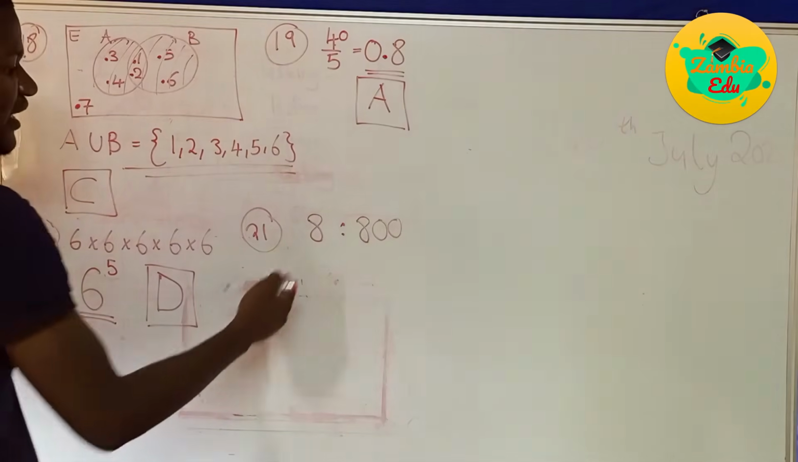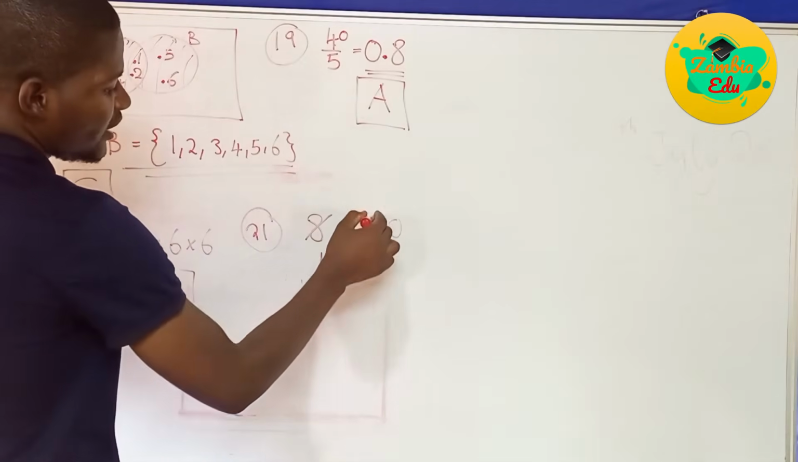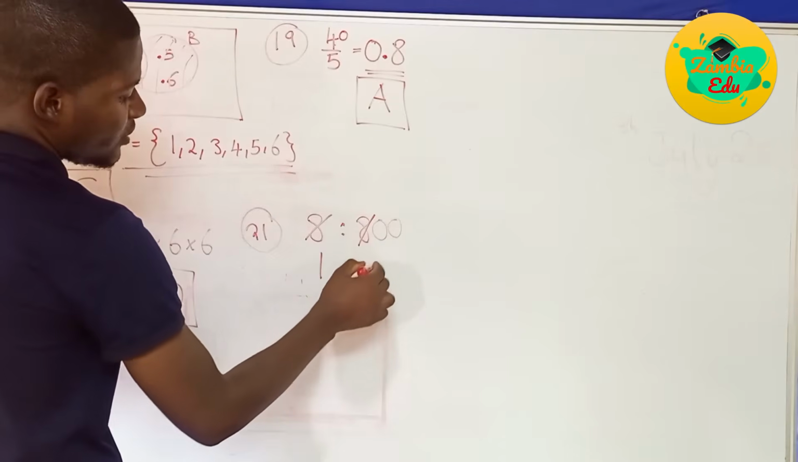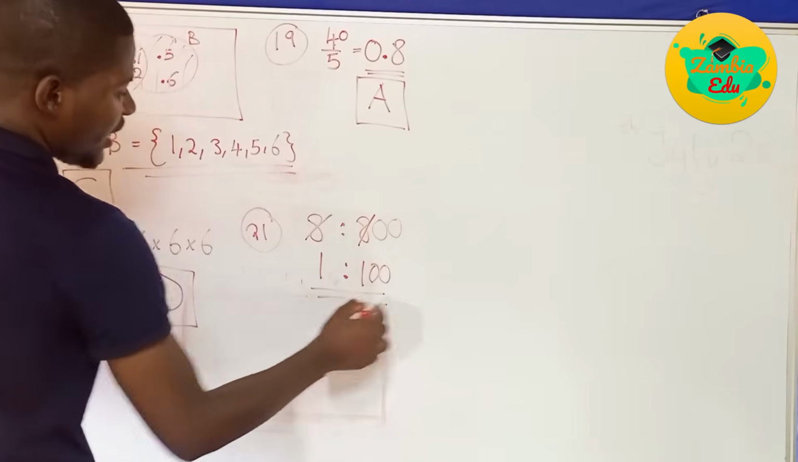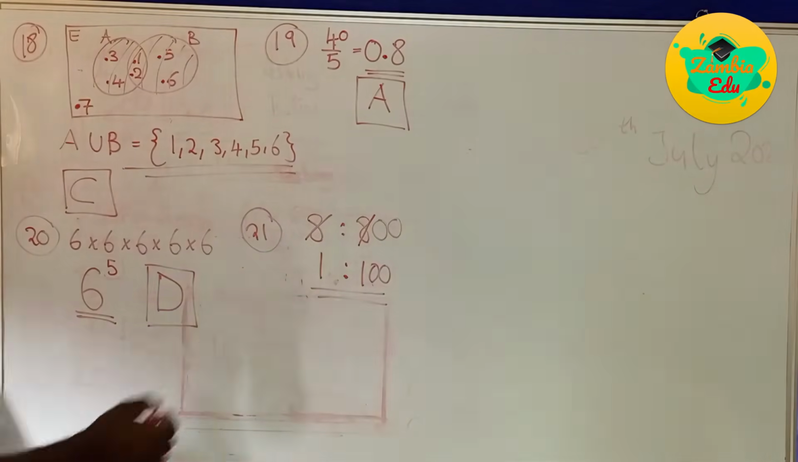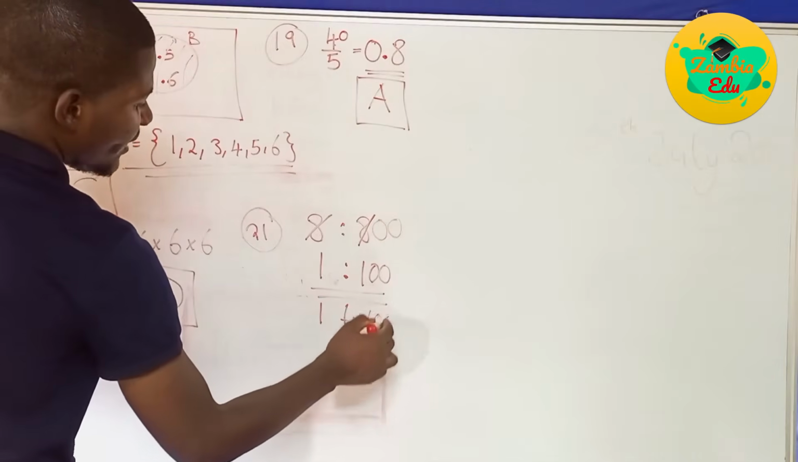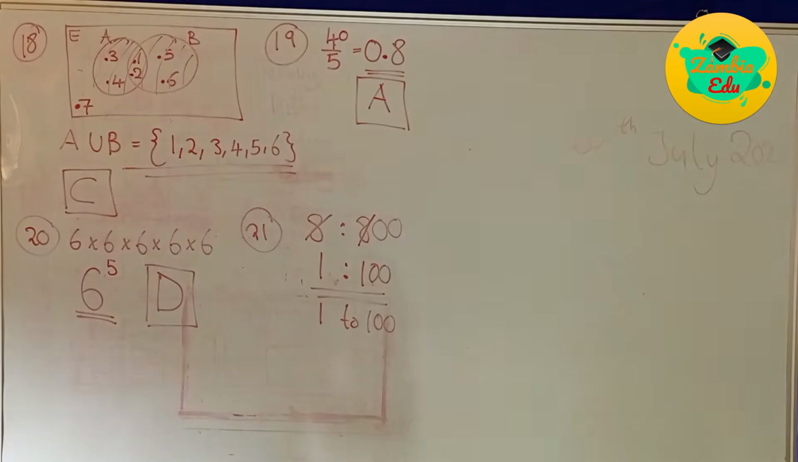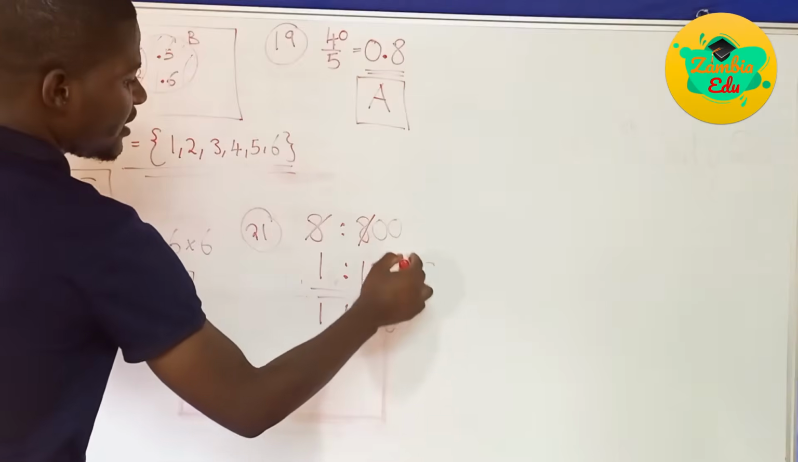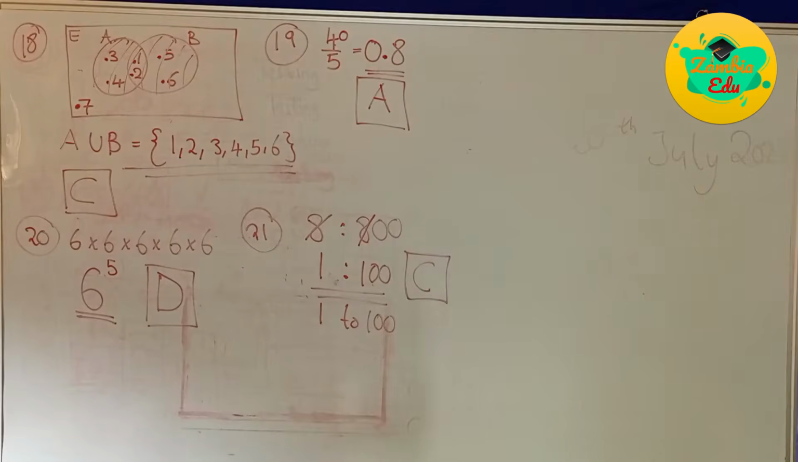So 8 into 8 is 1, and 8 into 800 is 100, and that becomes our answer as the ratio in its simplest term. This is the same thing which can be written as 1 to 100, and we see that coming up as C. So our answer for question 21 was C.